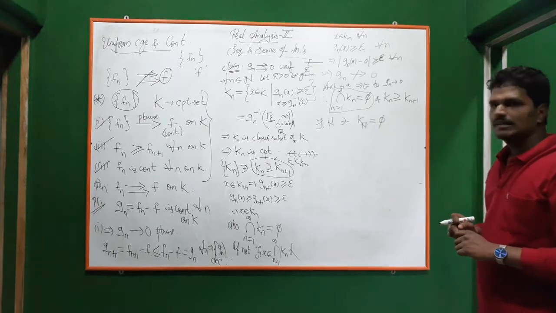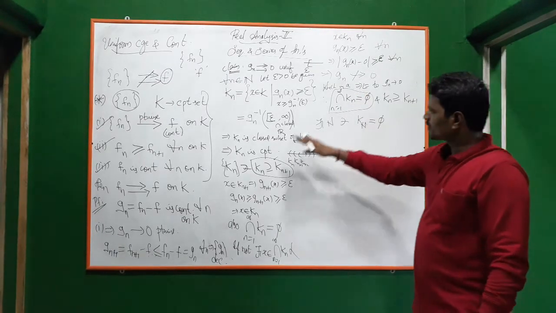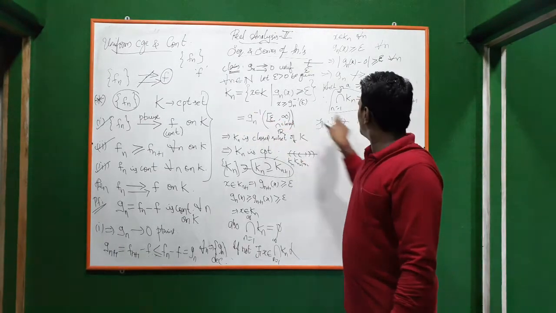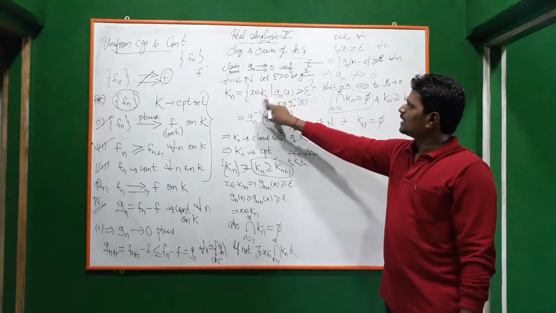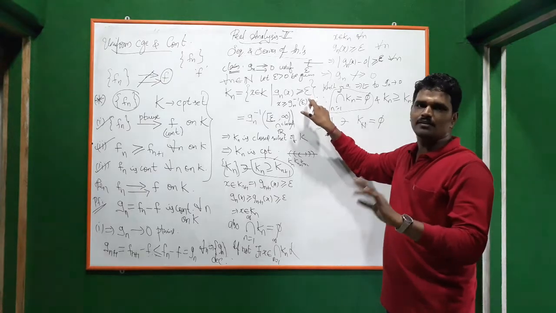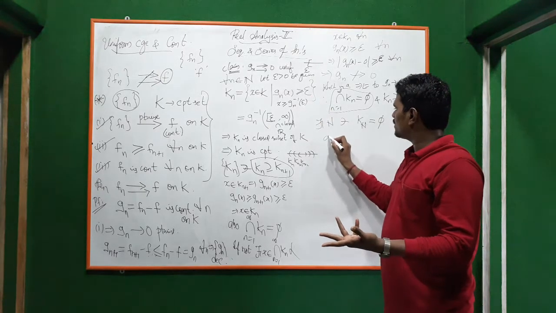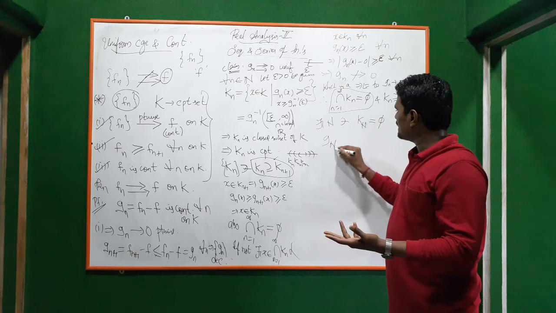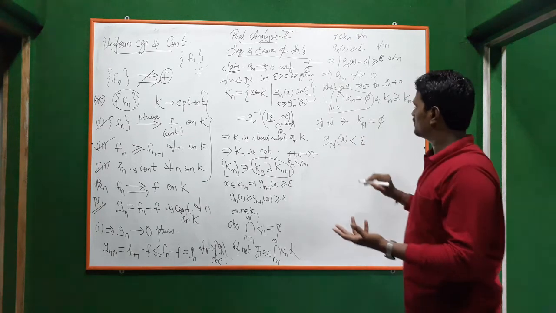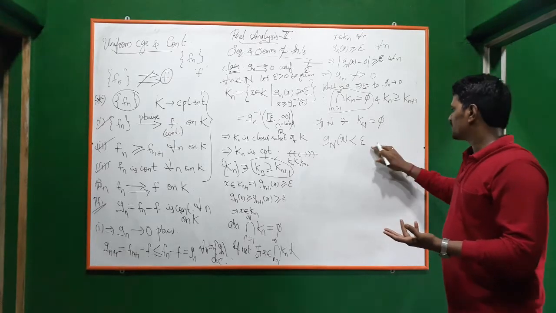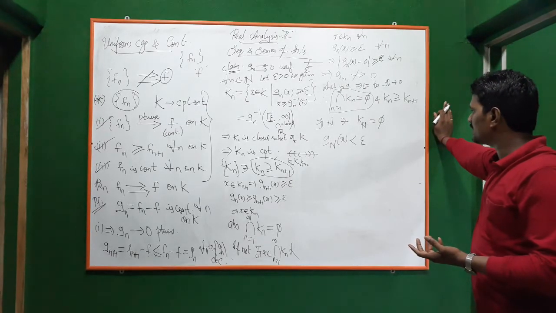Okay. Kn is empty. Kn is empty means this K capital N, with respect to this capital N, is empty. That means there is no such element that satisfies this condition. That means it satisfies the other way. For this N, Gn satisfies the other way. That means less than epsilon will be there. Okay, Gn of x is less than epsilon.